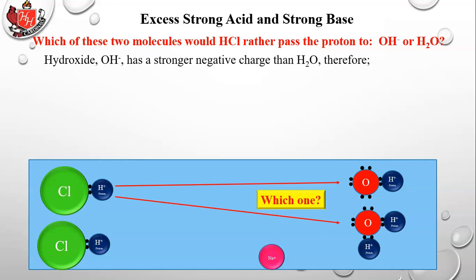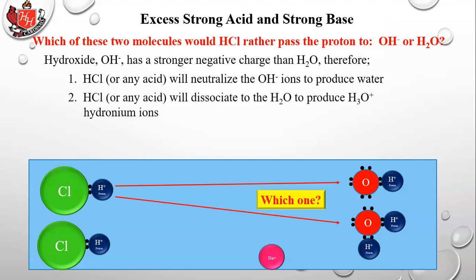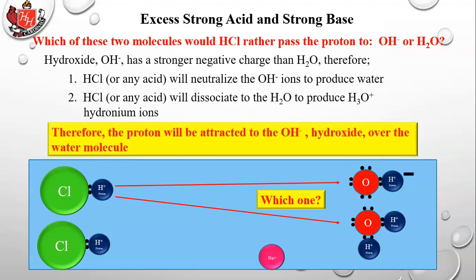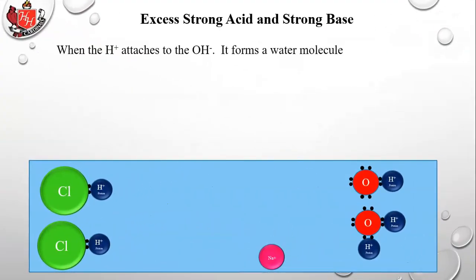Hydroxide, OH-, has a stronger negative charge than H2O. Therefore, the hydrochloric acid would first like to pass the proton to the OH-, which neutralizes the hydroxide and turns it into a water molecule, H2O. Next, after all the hydroxides have been neutralized, HCl or any acid will dissociate to H2O, water, to produce hydronium ions. Now the solution is starting to become acidic because it has hydronium ions. Therefore, the proton will be attracted to the OH- hydroxide over the water molecule. So what you're going to see is when the H+ attaches to the OH-, it forms a water molecule.